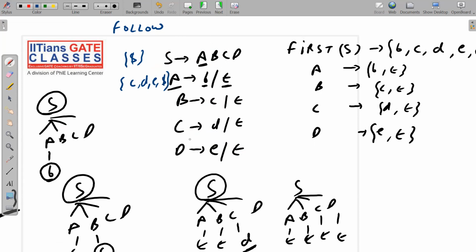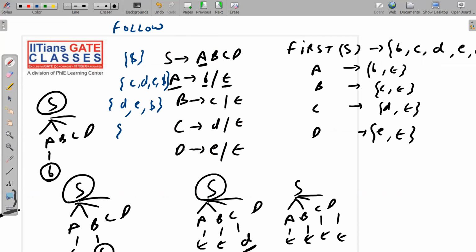Okay, so CDE dollar. Next, follow of capital B. Follow of capital D will be first of CD. So first of capital C, that will be D. I will write it here, D. Next, since capital C can go to null, I will consider follow of D, that is E. Now since capital D can also go to null, the follow of B will be, this CD is gone, the follow of B will be follow of S, that is dollar.